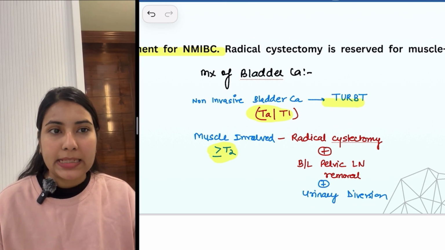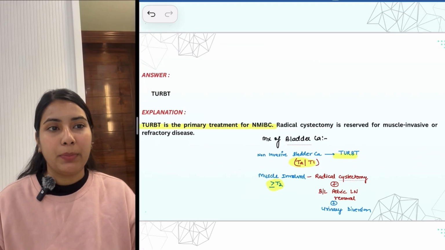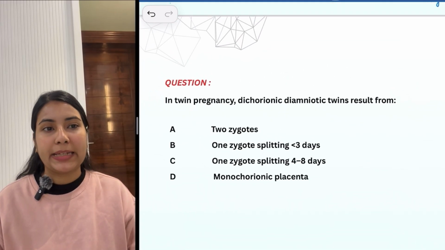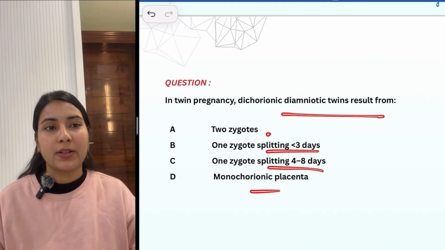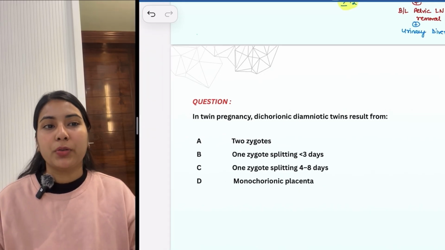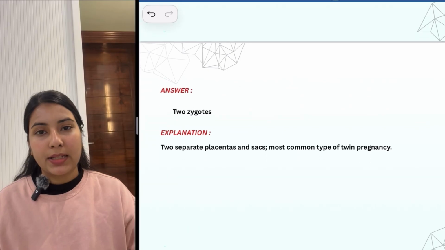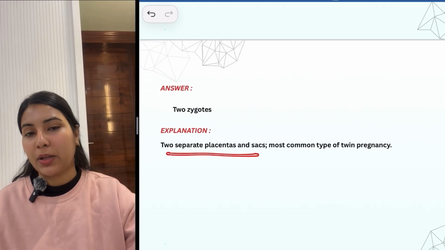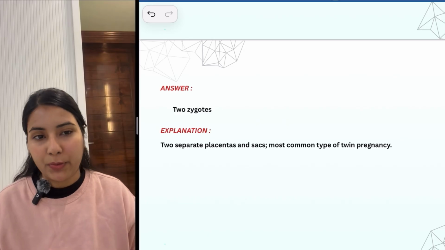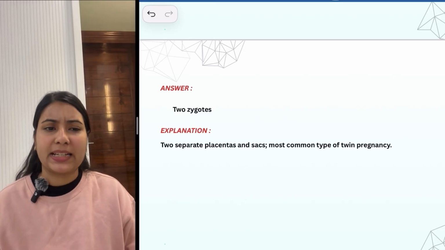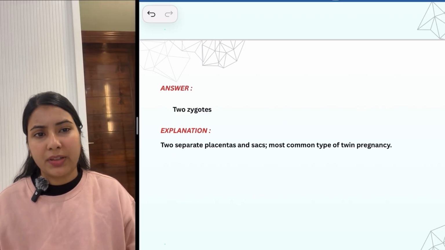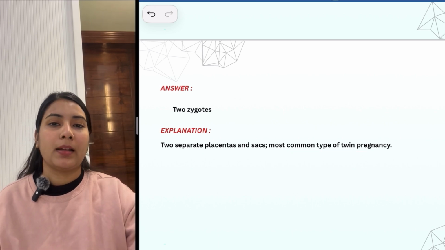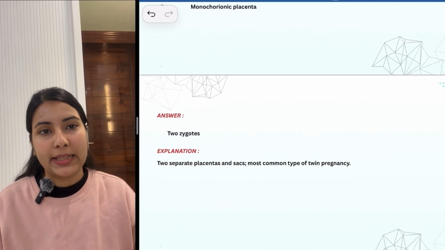In twin pregnancy, dichorionic diamniotic twins result from, your options are 2 zygotes, 1 zygote splitting in less than 3 days, 1 zygote splitting 4 to 8 days, monochorionic placenta. So the answer is 2 zygotes. DCDA, that is dichorionic diamniotic twins, are the most common type of twin pregnancies. They have 2 separate placentas, different amnion, different chorion, and this is formed from 2 zygotes, right? Moving on to the next question.